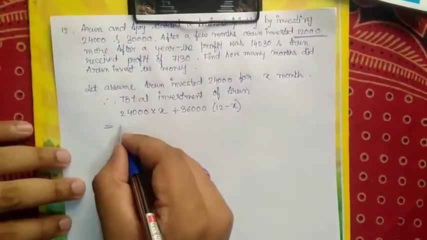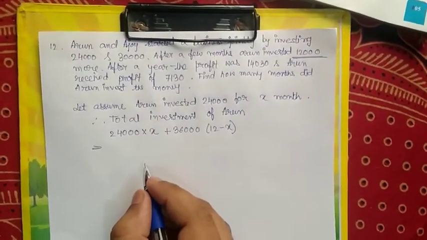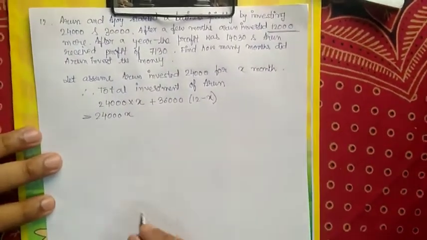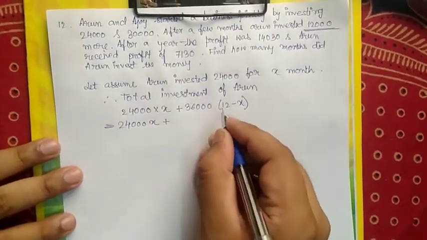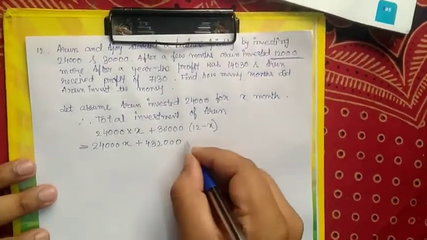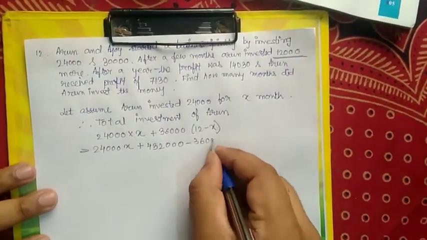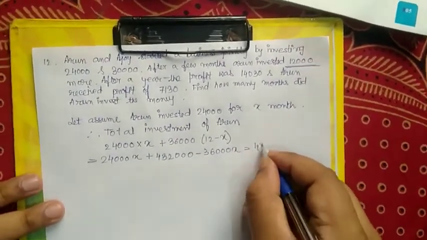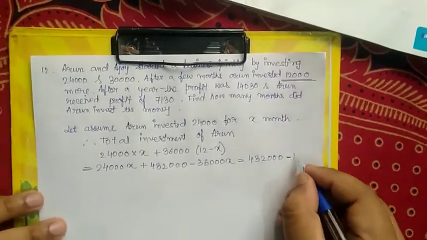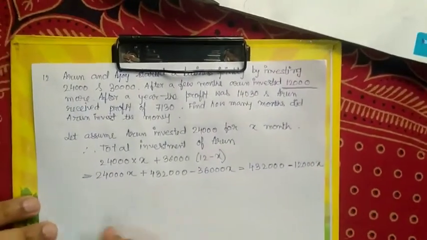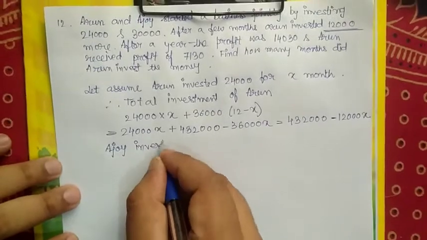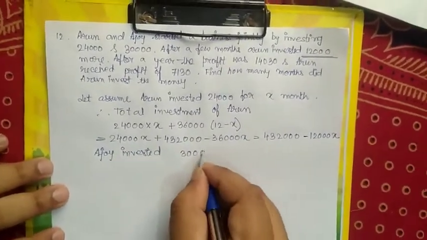So therefore, we get 24,000 X plus 36,000 into (12 minus X). 36 into 12 should be 432,000 minus 12,000 X. So this should be 432 minus 12X. Ajay invested 30,000 for 12 months.